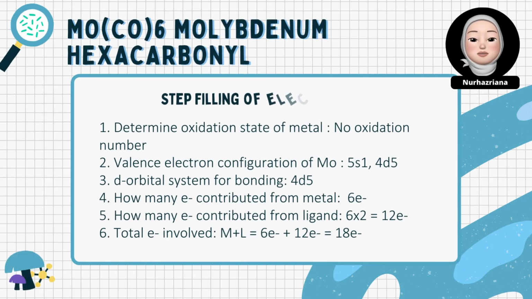So next, we will discuss Mo(CO)6, which is molybdenum hexacarbonyl, and we have 6 steps for filling electrons of Mo. The first one, we have to determine the oxidation state of the metal, which is zero oxidation number. Number 2, the valence electron configuration of Mo, which is 5s1 and 4d5. The orbital system for bonding is 4d5.